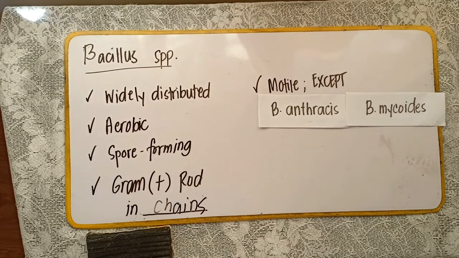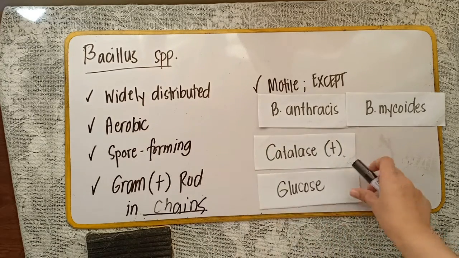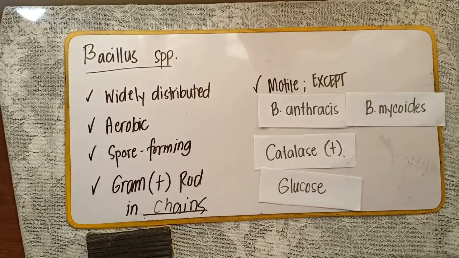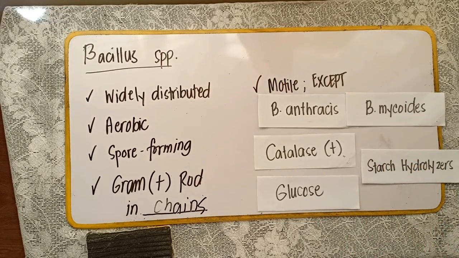Okay? Also, for your Bacillus species, they are catalase positive, glucose fermenters, and starch hydrolyzers. Okay? Catalase positive, glucose fermenters, and starch hydrolyzers.